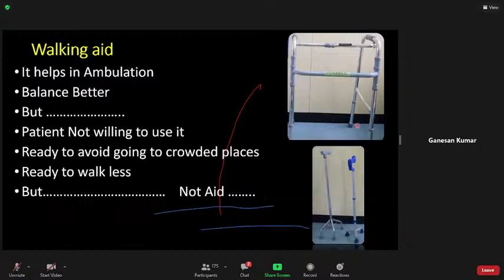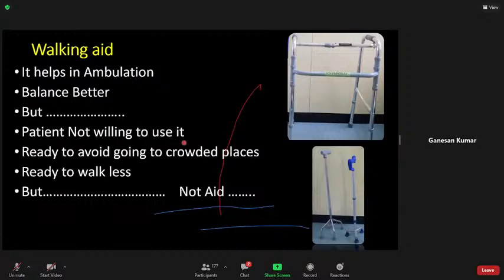Walking aids, a walker or a tripod or even a walking stick, are good. But the problem we find generally is the patient is not willing to use them. He feels that, I don't want to be using a walking stick. So it needs a lot of counseling to tell the patient that it is good and it is right and it is not bad to use a walking aid.